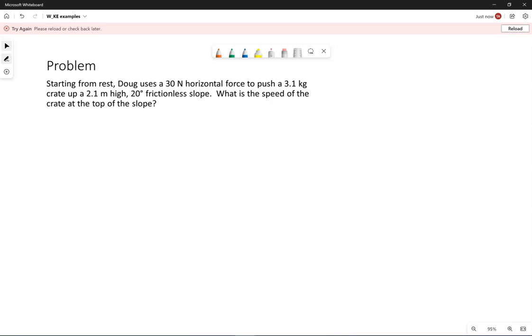All right, another example. Starting from rest, Doug uses a horizontal force. So let me kind of draw this. Oh, that's a terribly steep 20-degree angle. So we have a box. The mass is 3.1.